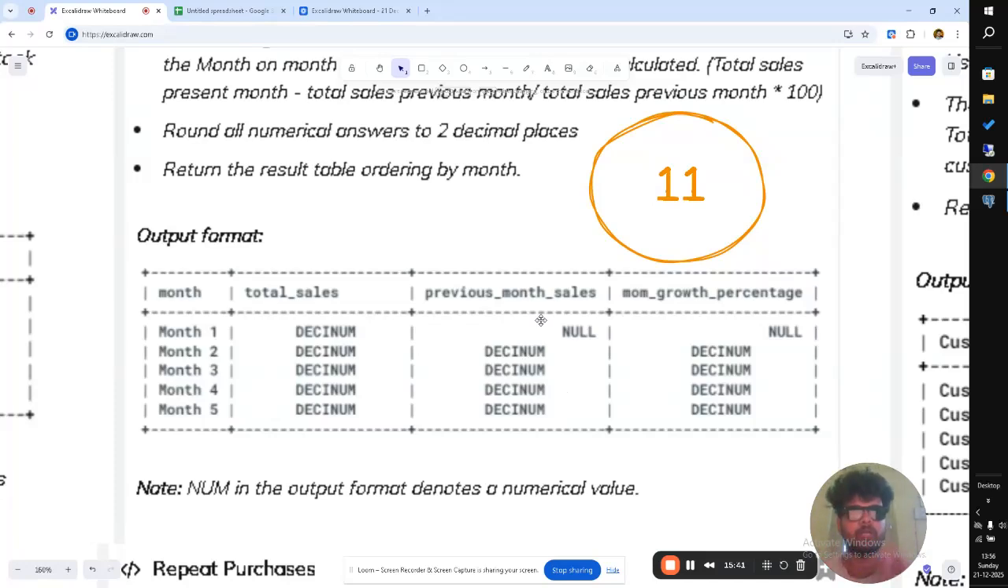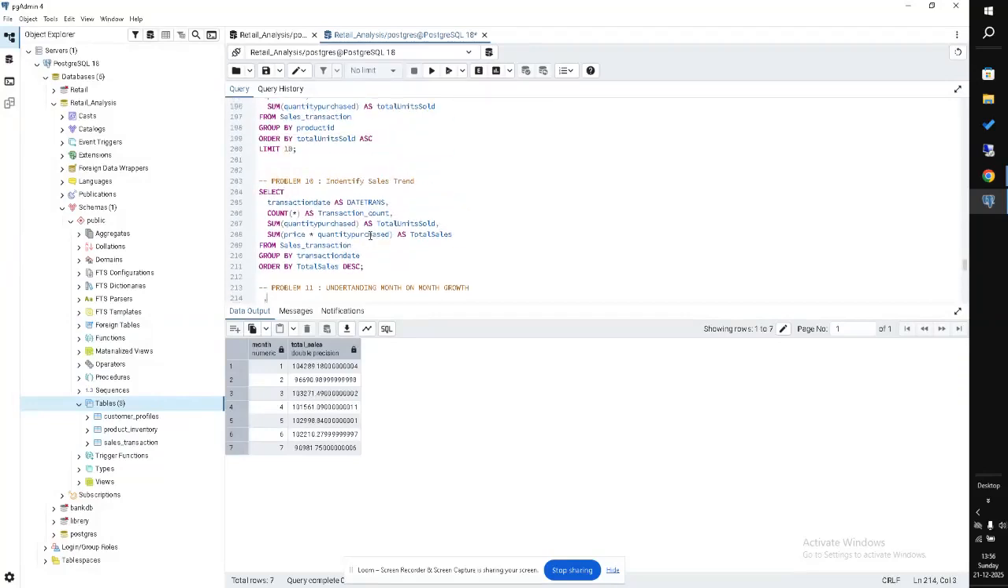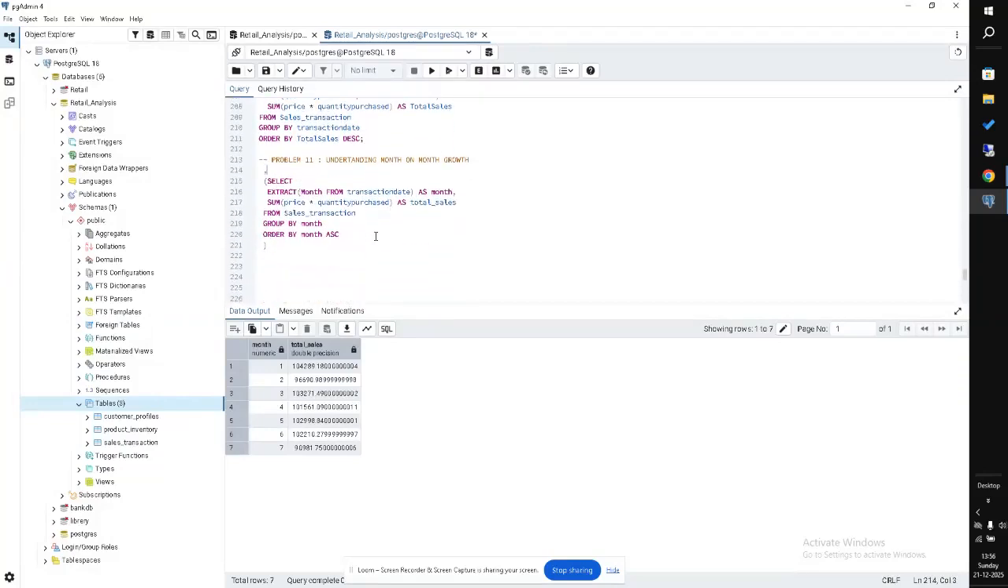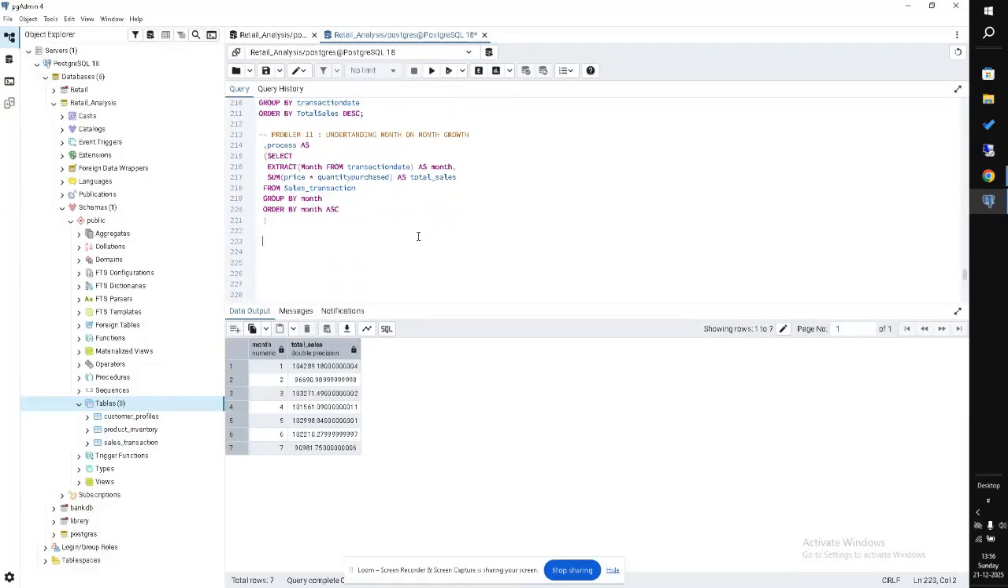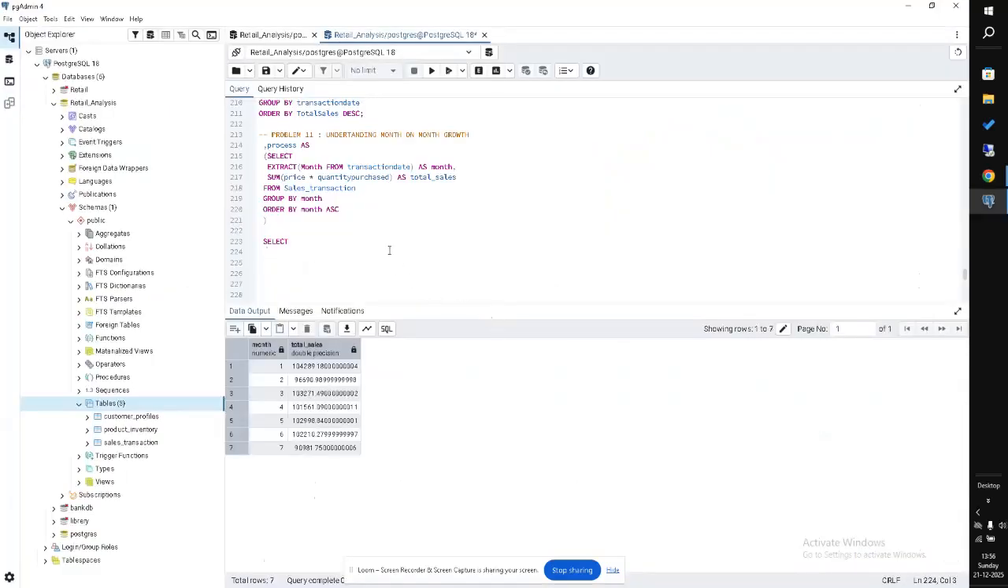So here we need to use a window function to know the previous month sale, and I will be doing this by making it a CTE. As a select, I need the previous month, not the next month, so I will use the lag window function.